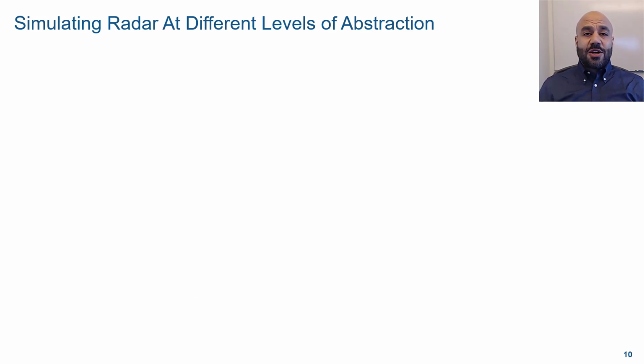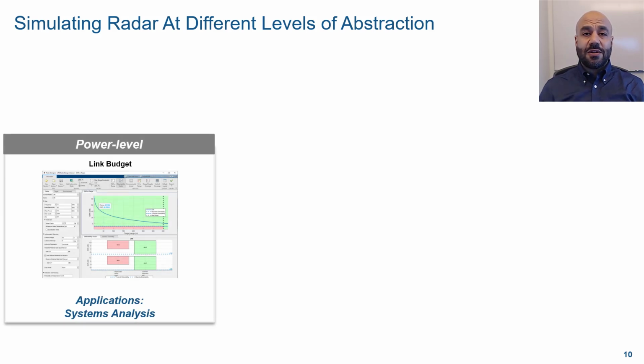You can simulate a radar system at different abstraction levels, starting with the power level abstraction level, which is based on the radar equation and is mostly used in the early stages of the analysis for trade-off analysis and budget analysis. You will come up with a certain set of parameters for your system that ensures the requirements and objective of your systems are met. In this abstraction level, you can take advantage of the Radar Designer app, which is an interactive GUI to understand the trade-off of different system parameters.